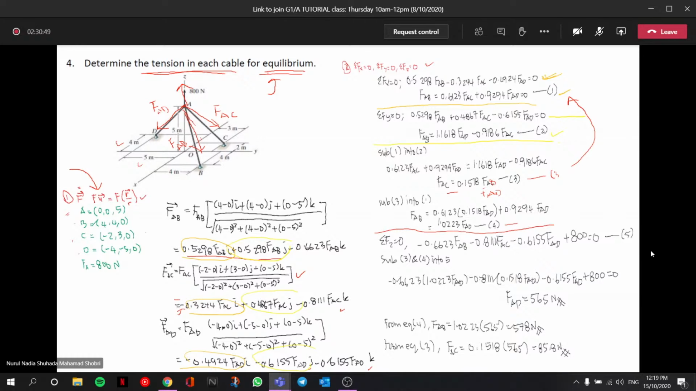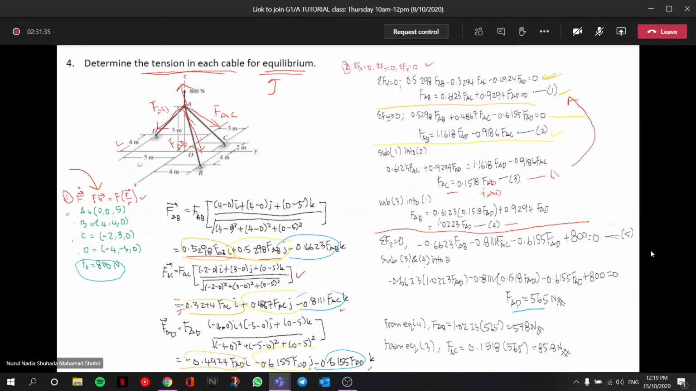Up until here, we've solved for the forces in the x and y directions. Now for the forces in the z direction, you plug in the values from here and here, because this is in the z direction. You get equation 5. Using simplified equations 3 and 4, plug them into equation 5, and you get the value of FAD to be 565 Newton.